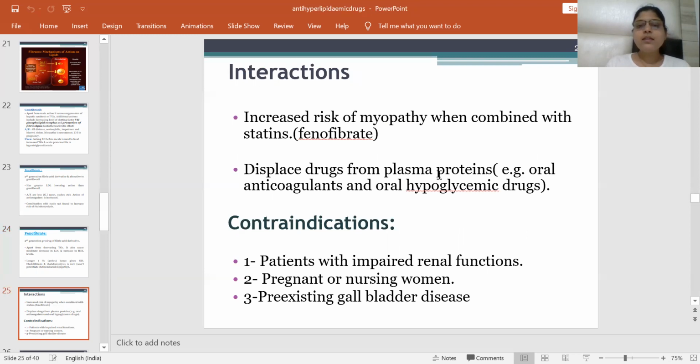Interactions are that there is increased risk of myopathy when fenofibrate is combined with statins, and it displaces drugs from the plasma proteins, means they increase the free, unbound drug levels in the blood of warfarin and hypoglycemic agents. So there will be more bleeding tendencies, and hypoglycemia can occur with the anti-diabetic drugs. Contraindications are patients with impaired renal function, pregnant or nursing women, and pre-existing gallbladder disease.